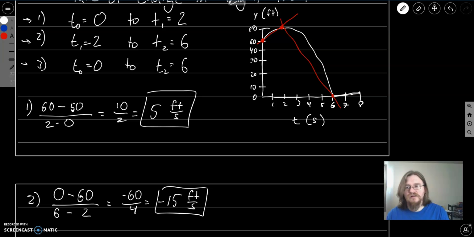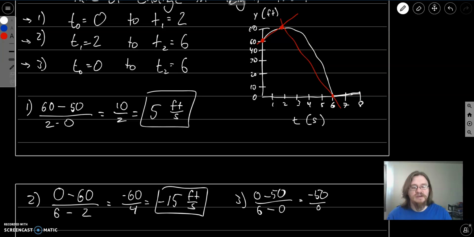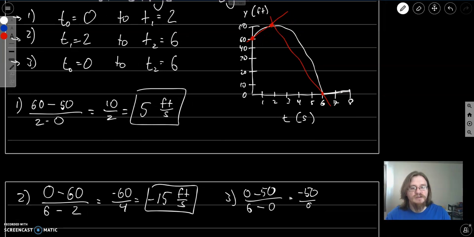But what did it do overall? From time equal to 0 to 6 seconds. So again, what we can do is we can take the final height minus the initial height divided by the total time. So it would be 6 seconds at the end versus 0 seconds at the beginning. It would be negative 50 divided by 6. And for this one, I'll just leave this as a fraction. So this is going to be negative 25 thirds. So that's about negative 8. And again, this is in feet per second.